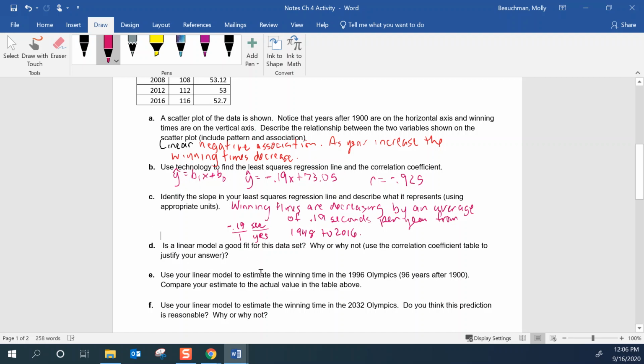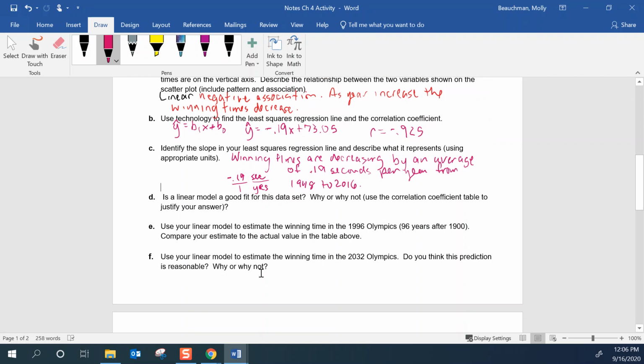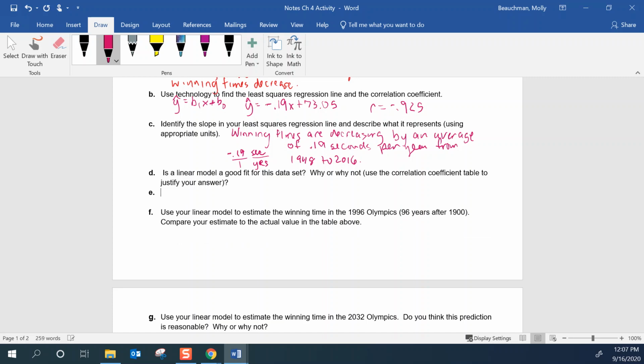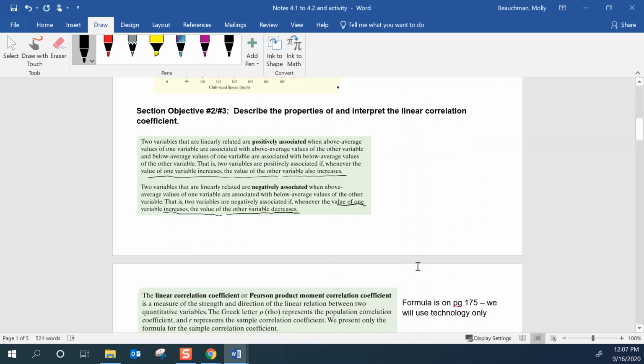Then part D, is a linear model a good fit for this data set? Why or why not? So we have to use the correlation coefficient table to justify our answer. So we know that our R value is close to 1 because our R value was negative 0.925, but we have to take that one step further. How do we know that that's good for the data that we have? So I'm going to go back to notes. These are posted in Canvas.